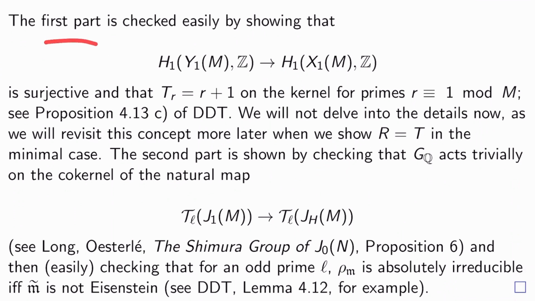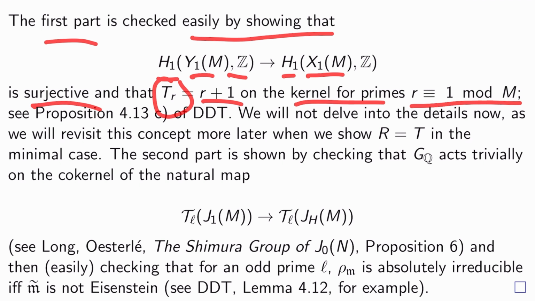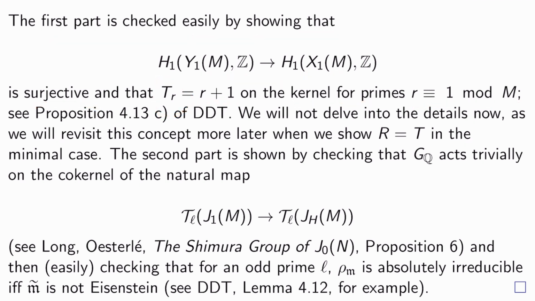Okay, so let's look at the proof of lemma IH2 real quick. The first part is checked pretty easily by just showing that H1(Y1(M), Z) to H1(X1(M), Z) is surjective, and that T sub r equals r plus 1 on the kernel for primes that are r equals 1 mod M. For example, this is checked in the Diamond-Darmon-Taylor notes, proposition 4.13c. It's straightforward. Okay, we won't delve into the details now.